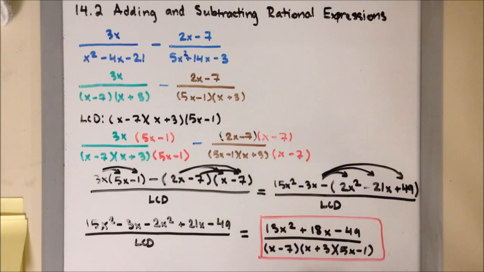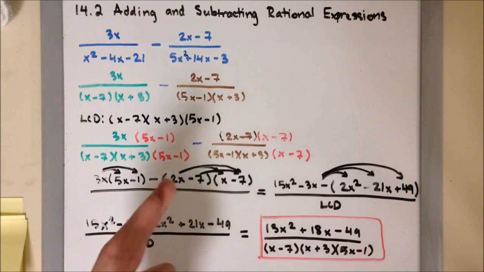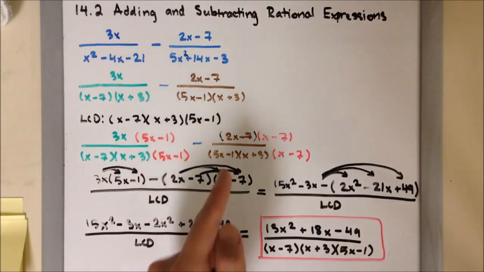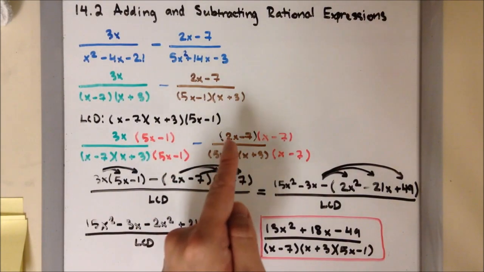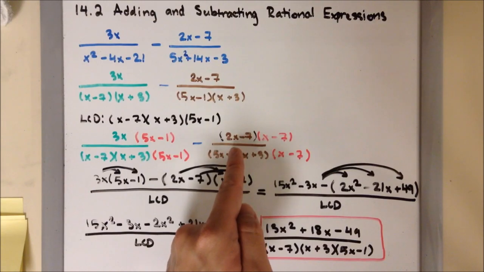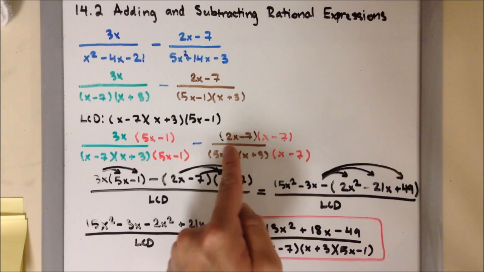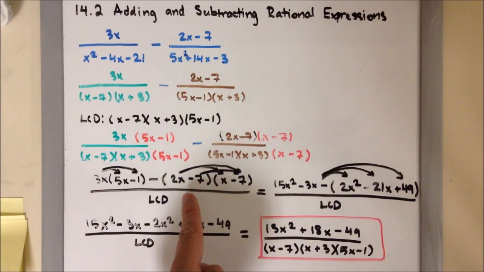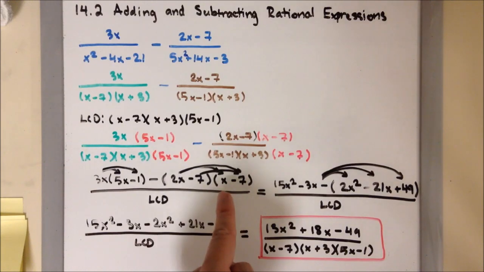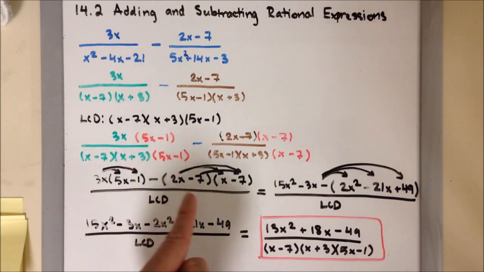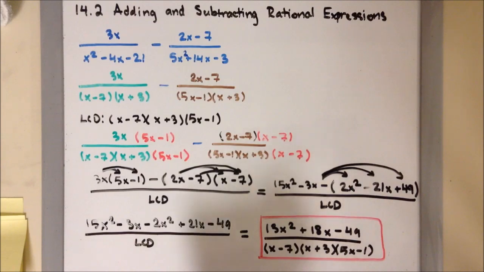But again, just like how I said before in the previous example, be extra careful when we're subtracting, especially when the numerator behind the minus is an expression like 2x minus 7. I kept it in parentheses. I FOIL with the x minus 7, and then after I FOIL, I distribute the minus. If you don't do it correctly, you will end up with the wrong answer for your numerator.